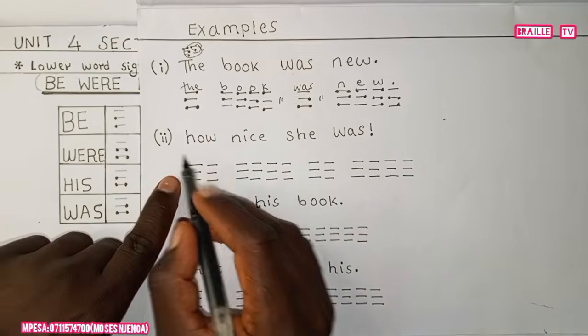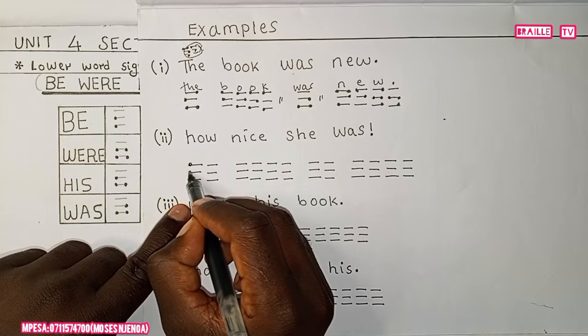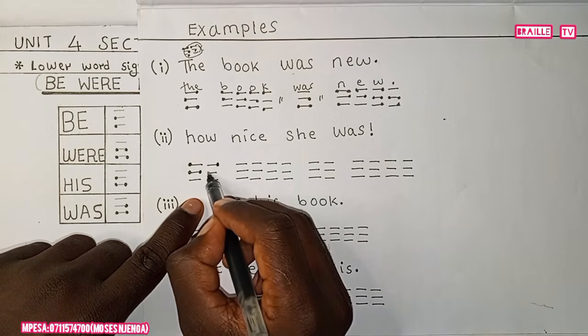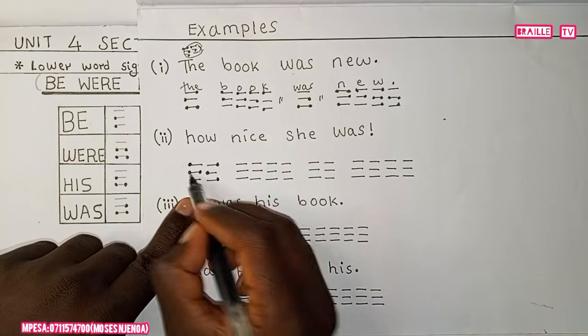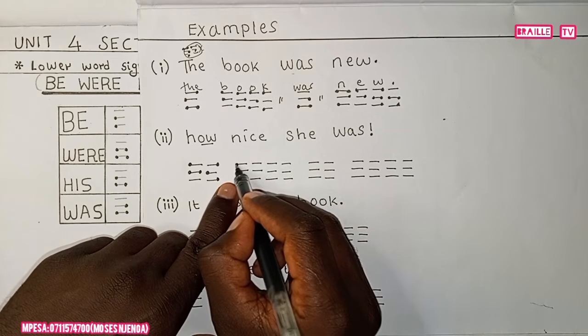So the second example: how nice she was. So how, you write your h, then you contract ow. I told you ow is the opposite of o. So how, you contract this ow, isn't it? Then you write nice just the way it is.